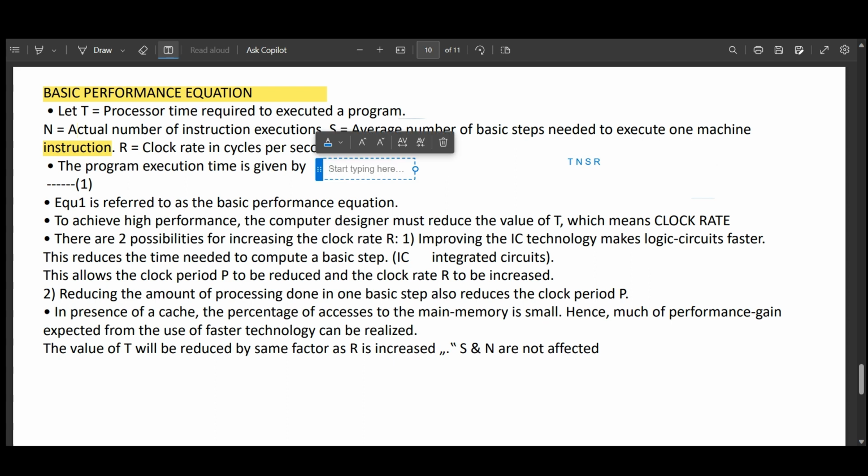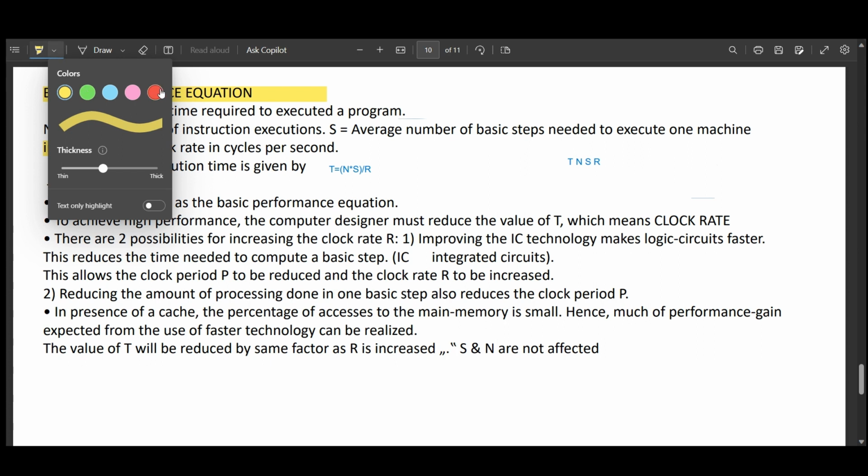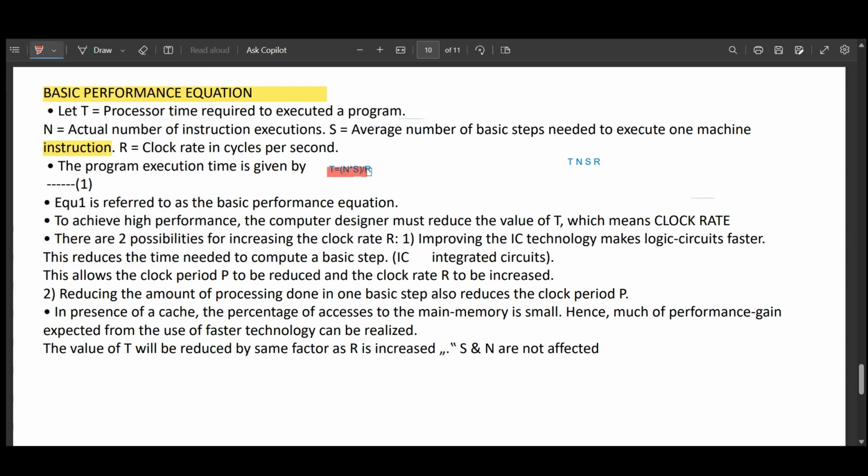So the equation that will increase the performance is T equals N into S by R, that is basic average number of steps by R, that is clock rate. Let's see. Equation 1 is referred to as the basic performance equation. If you write this equation, you can get 1 to 1.5 marks if they ask about the basic performance equation.